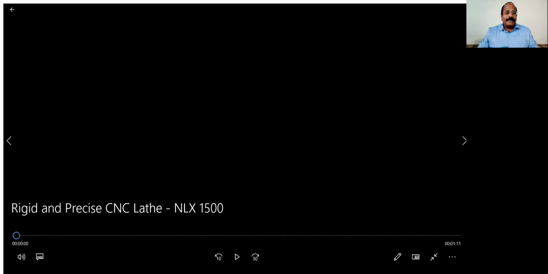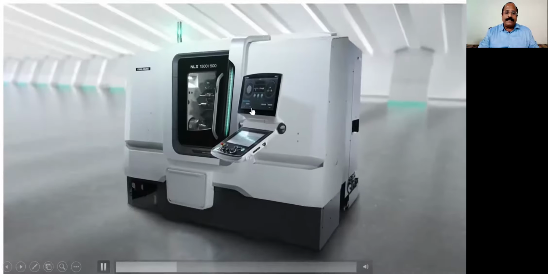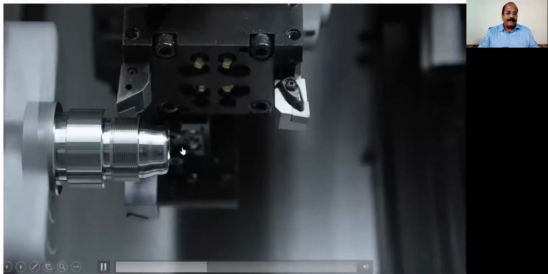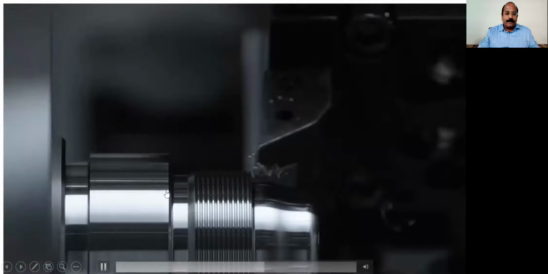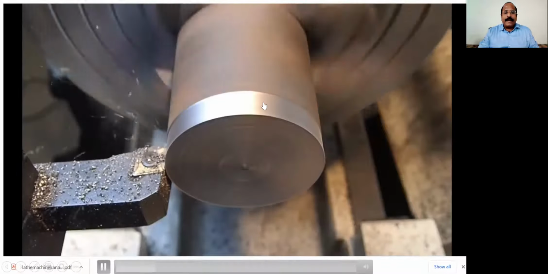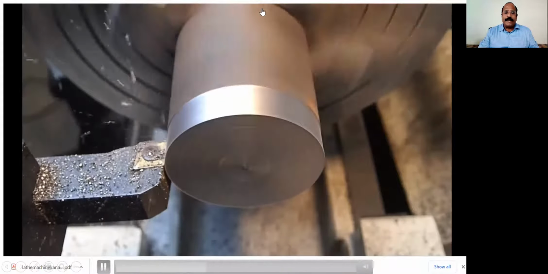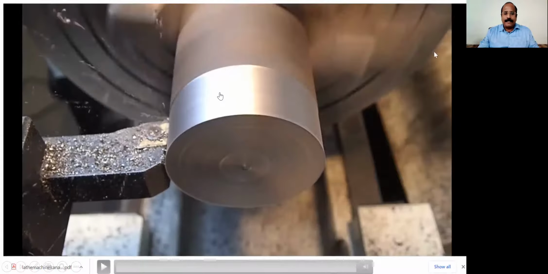Okay. Now let us understand the machine. This is a CNC machine where the CNC control is here, the job is rotating and the tool is non-rotating and it moves to make the required form. The job is rotating, held on a chuck, and the tool is moving in a linear direction along the axis of rotation of the job, and the turning is taking place, you can see clearly.